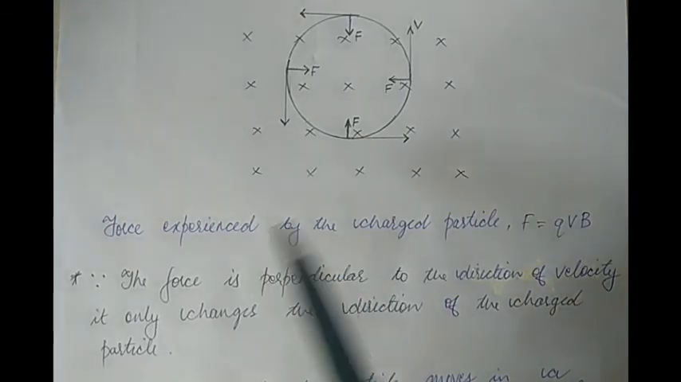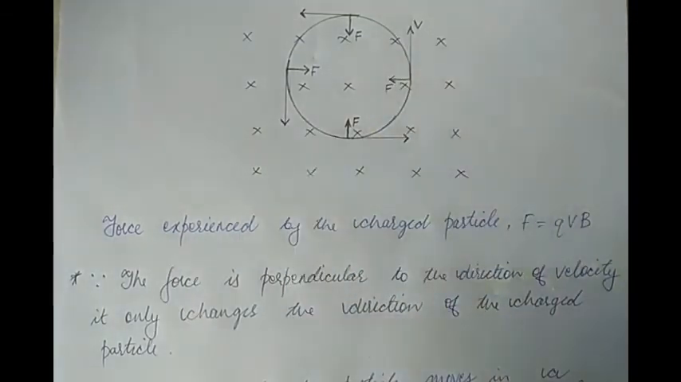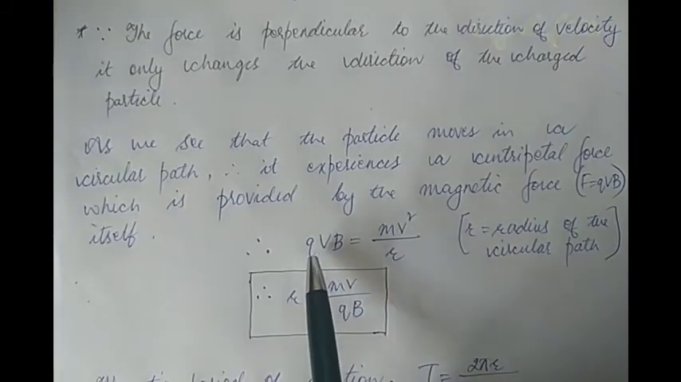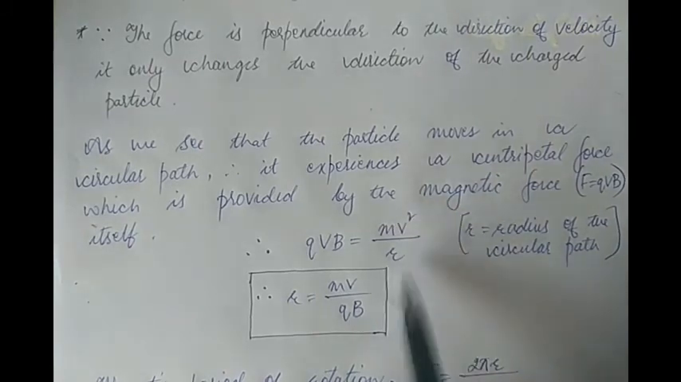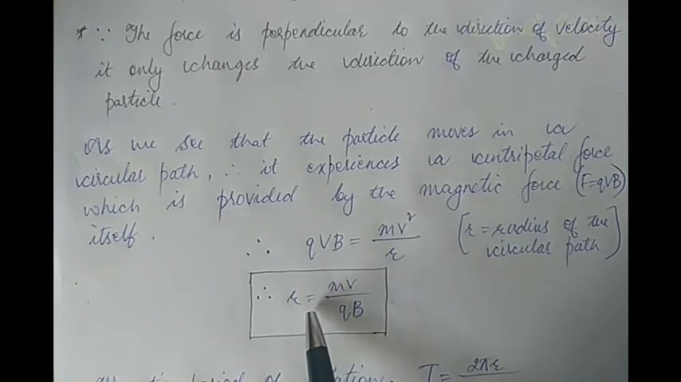Also, since the charged particle is moving in a circular path, obviously centripetal force comes into play, and the centripetal force is provided by this magnetic force itself. Therefore, the magnetic force has to be equal to the centripetal force mv squared by r, where r is the radius of the circular path, and thereby the radius of the circular path comes out to be mv upon qB.